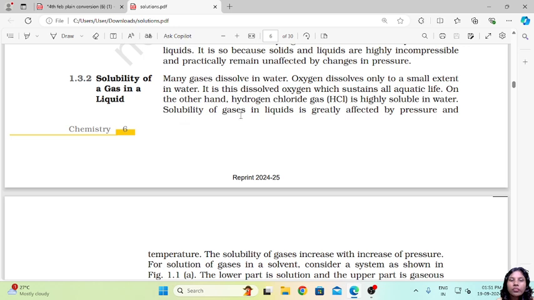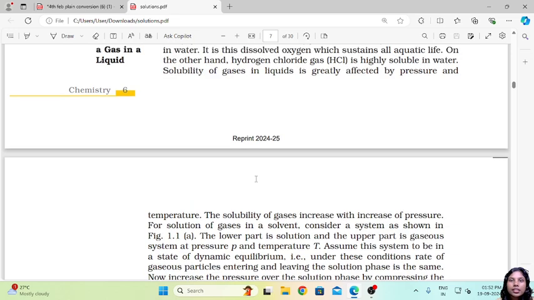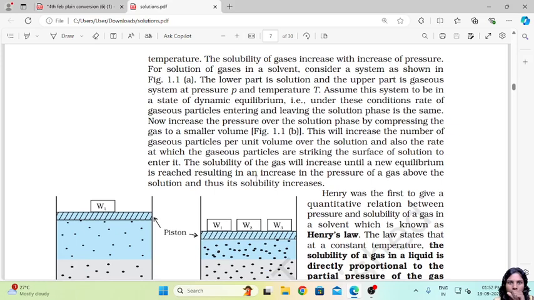Now, the solubility of gases in liquids is greatly affected by pressure and temperature. The solubility of a gas increases with increase of pressure. When we talked about pressure with reference to the solubility of solids in liquids, we said it did not have a significant effect. But the solubility of gases will increase with increase in pressure.